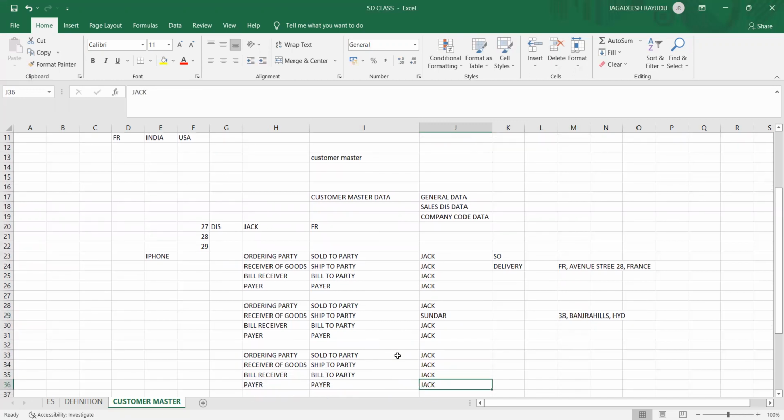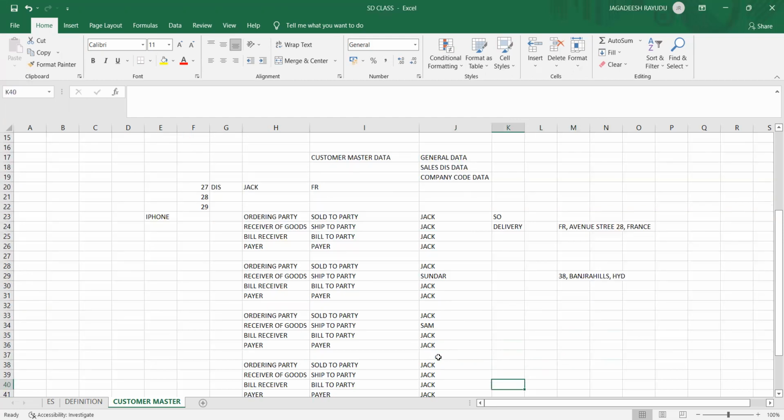Let's take another example, USA. For US orders, Jack is again ordering, but ship-to is someone else, like Sam, at a location in Los Angeles. In this case it is changed. Jack doesn't want to pay, because of some tax issues or something like that, so payment is done by the US side only. The bill is received by Sam only, and the payer is also Sam.